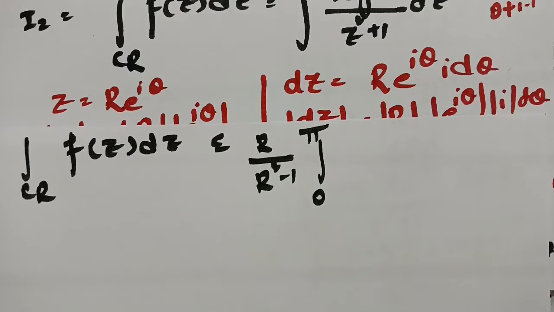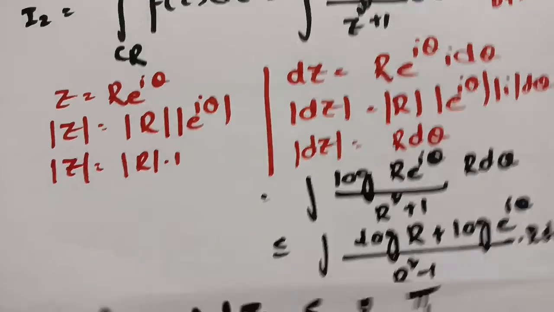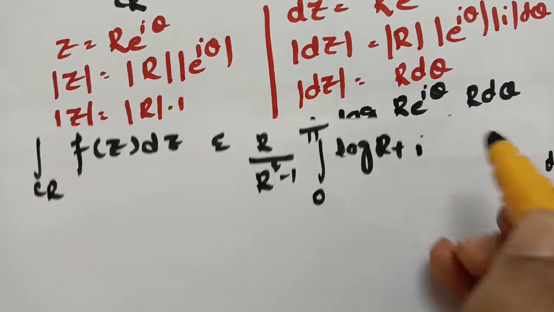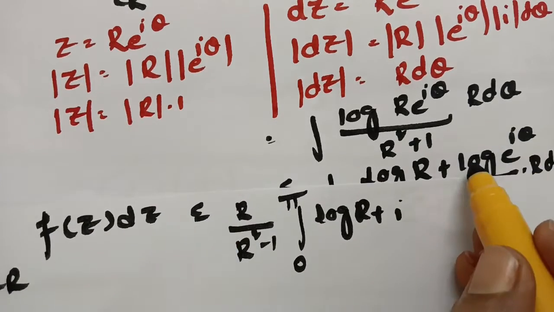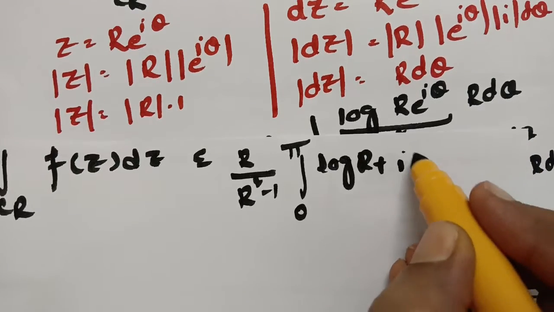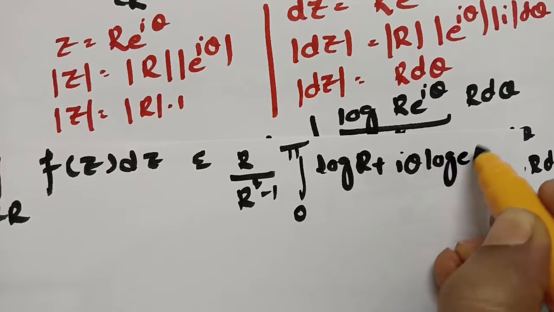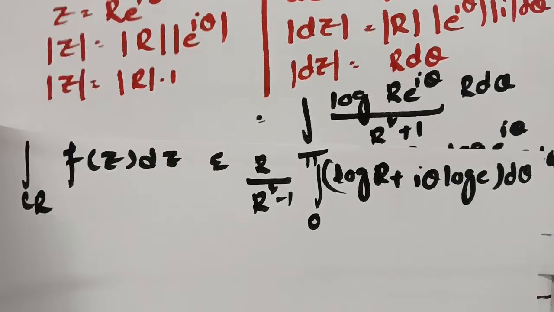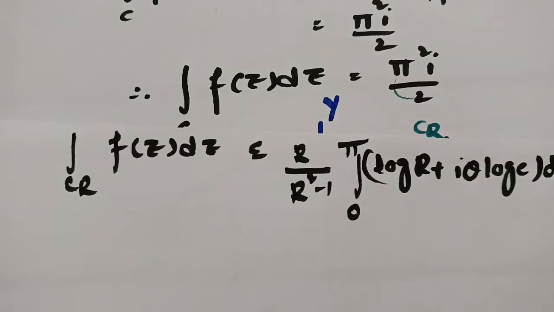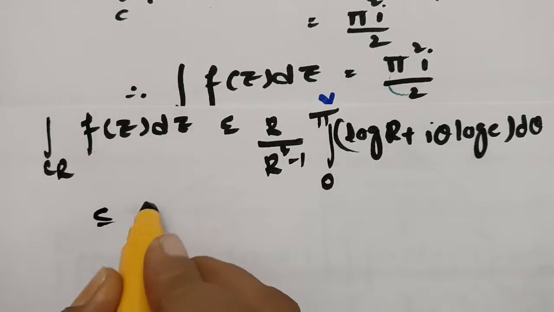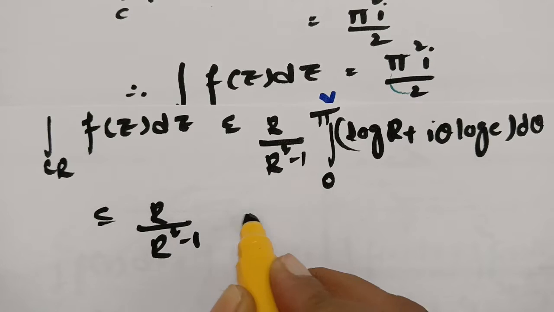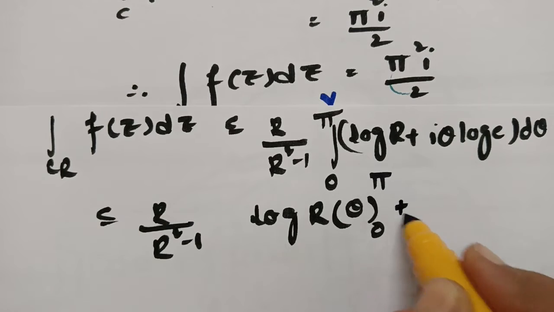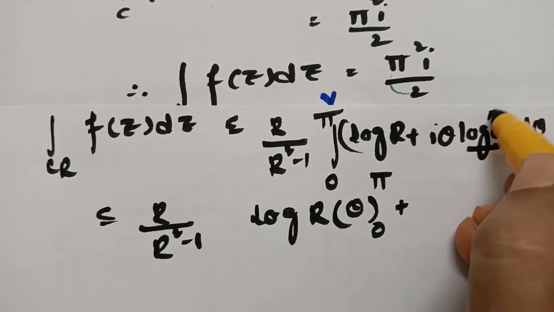And this is from 0 to π. As it is a semicircle, 0 to 180 degrees, and this value is log r plus, if I bring it to the front, e^(iθ) into log e, that is i into θ into log e, and this is dθ. Clear? Now, as r is tending to infinity, if I take the integration, log r is a constant. So the integral of dθ is nothing but θ from 0 to π. And see here, log e value is 1.